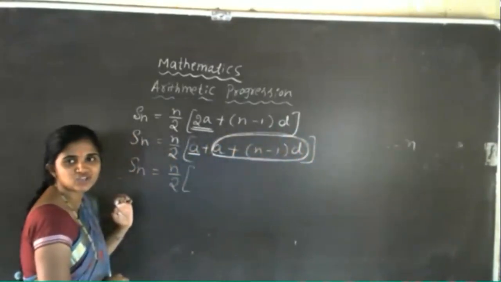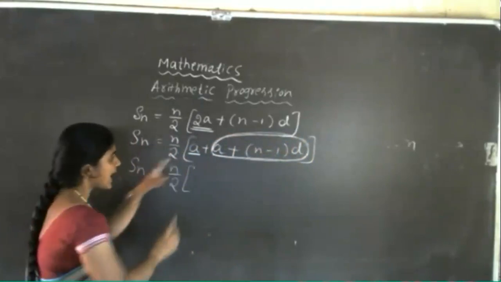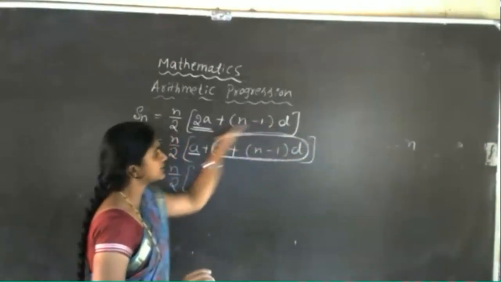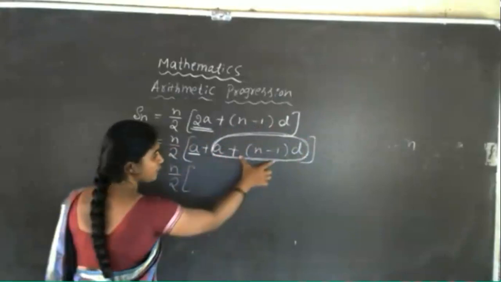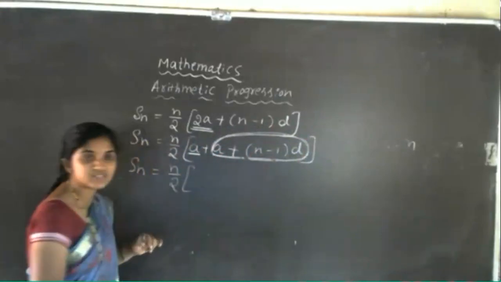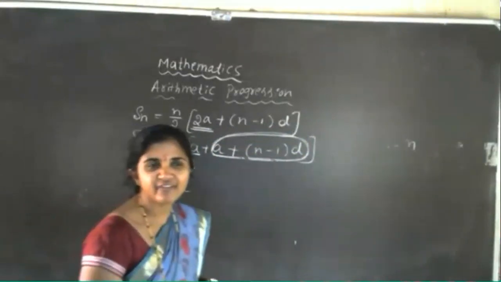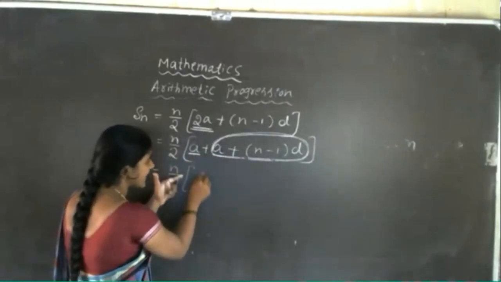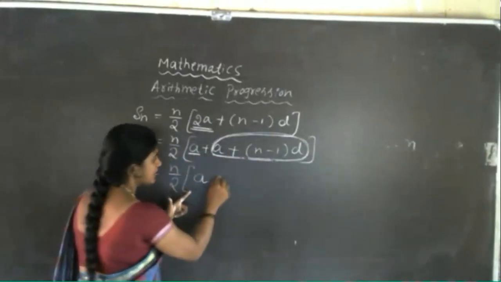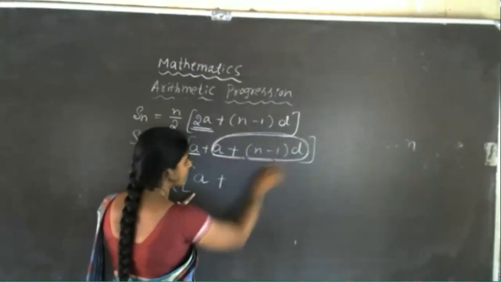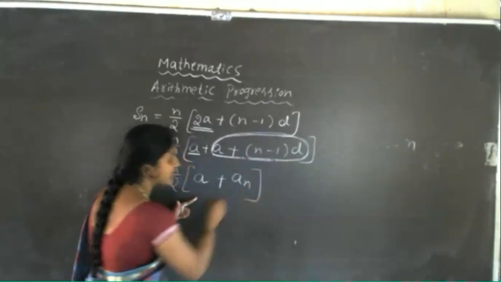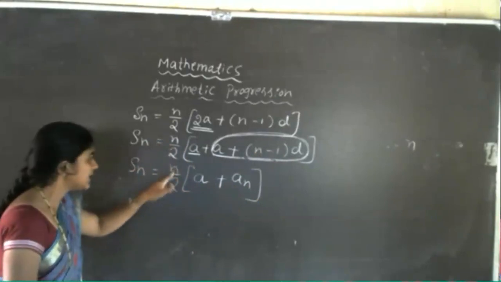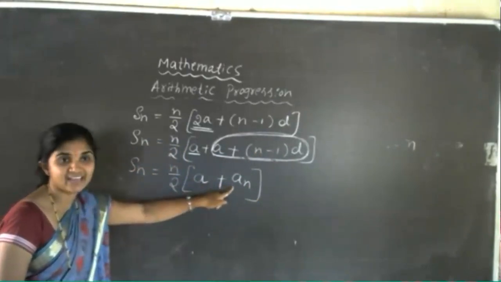What you are observing now, you have to give the answer for this question. I got something in the bracket, a plus n minus 1 into d. Somewhere we heard this one, no? Yes, that is the value of an. Very good. Can I take a as it is, a only? Then plus a plus n minus 1 into d, I'll take it in the form of an. Now I got a plus an inside the bracket: n by 2 into a plus an.